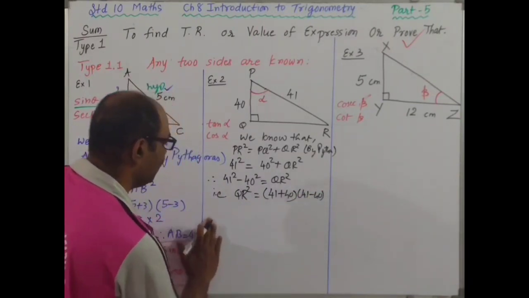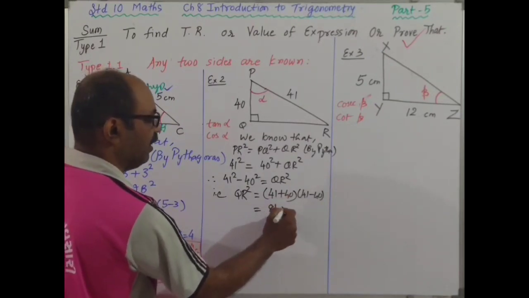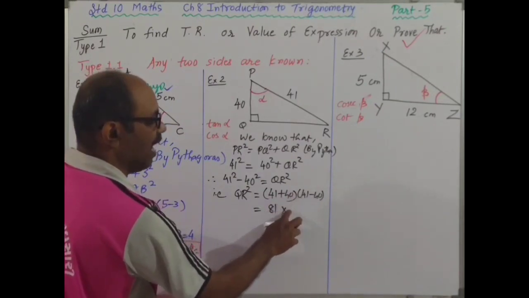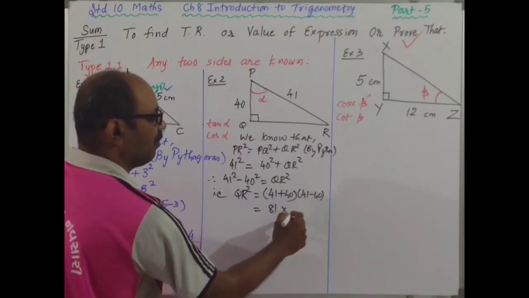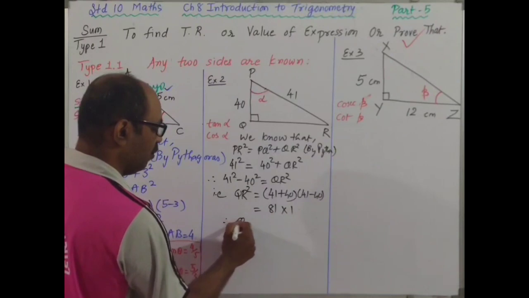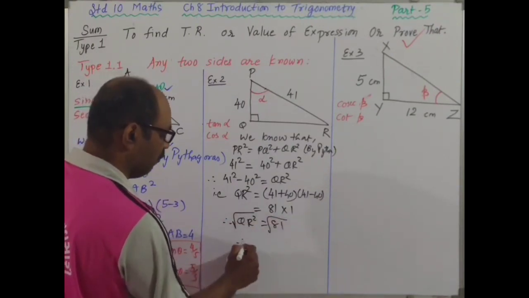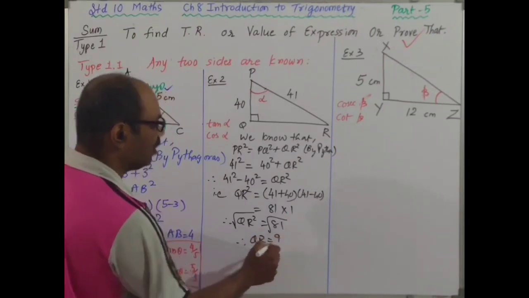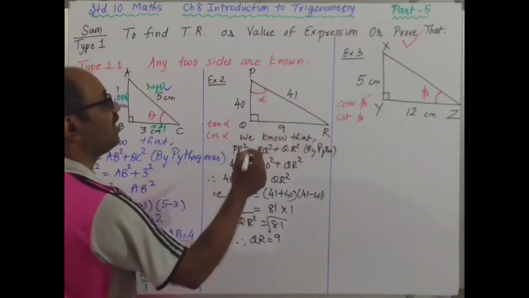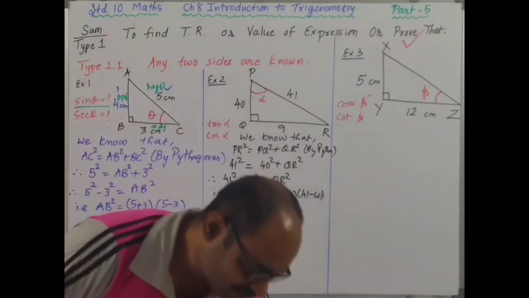All right, check. That is equal to 41 plus 40 is 81 into, see here there is into, 41 minus 40 is 1, that is 81. Therefore QR square is equal to 81. Take square root, therefore QR is equal to 9. So this is 9, children. No centimeter, no meter, nothing. So units you can see.